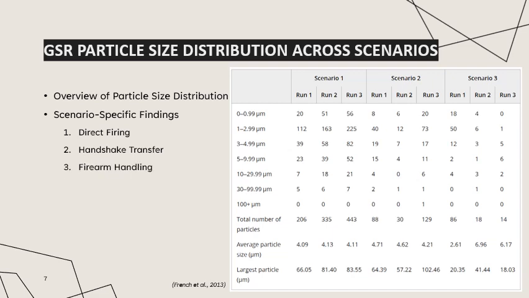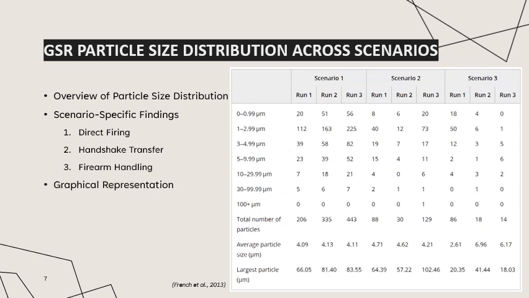And then lastly, we've got scenario 3, which is firearm handling. It generally featured smaller particles compared to the handshake scenario. You've got the absence of very large particles in this scenario, suggesting that the object-mediated transfer, from one object to the other, might be more selective or less efficient in transferring larger particles.